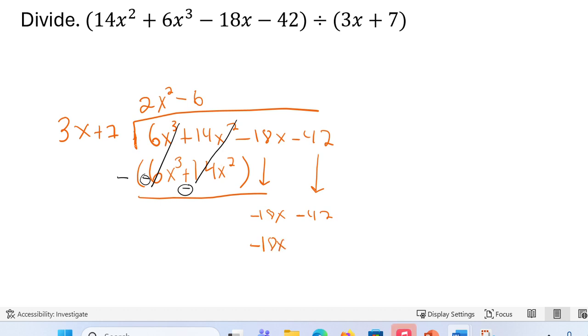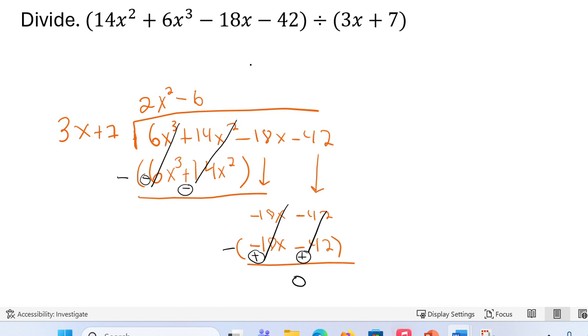And then I have negative 6 times 7. That's going to give me negative 42. I'm going to draw my line, put my parentheses, put my negative in the front. And this negative is going to change the sign of everything on the inside. All right? So then I have negative 18x plus 18x, that cancels. Negative 42 plus 42, that also cancels. So I have no remainder.